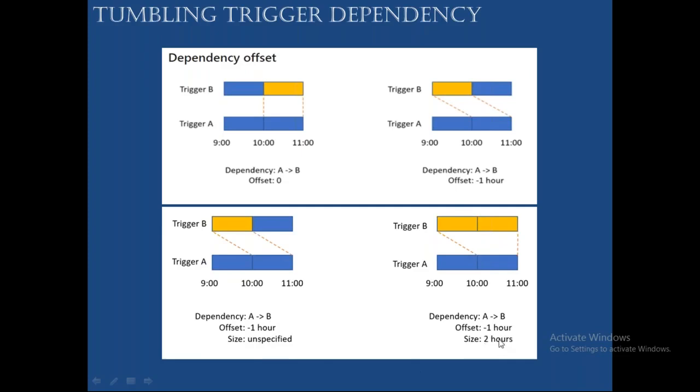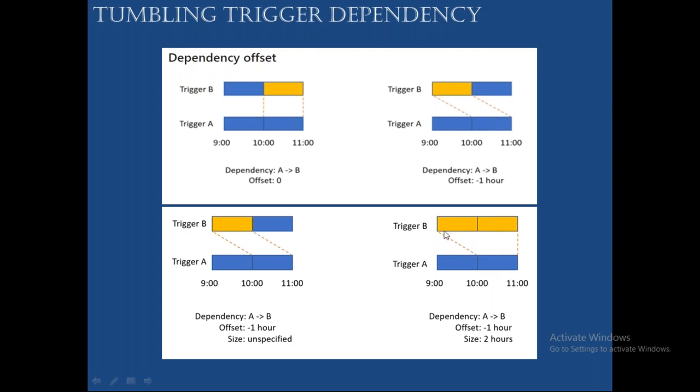Window size is 2 hours, meaning each window is 2 hours. If you want to run the second pipeline 10 to 11, it is dependent on these two windows. Your first execution should happen 9 to 10, and 10 to 11 both should happen, because window size is 2 hours. If this 2 hours trigger is successfully executed, then only your current pipeline will execute. This pipeline window will execute 10 to 11.